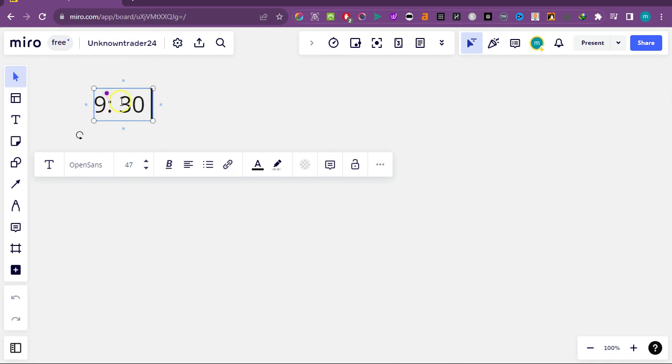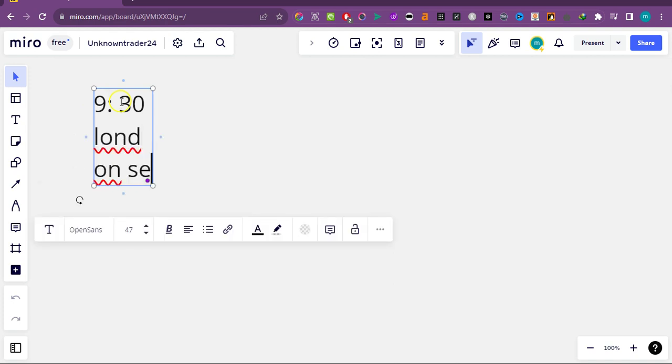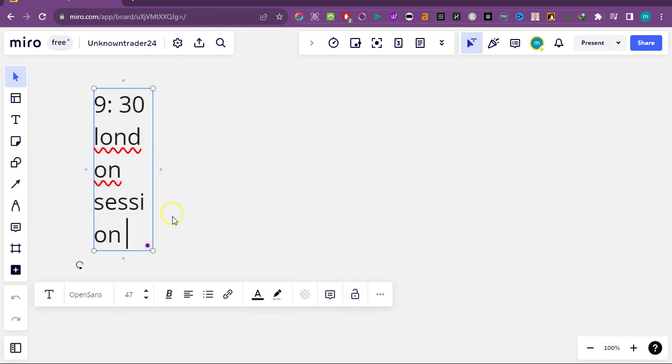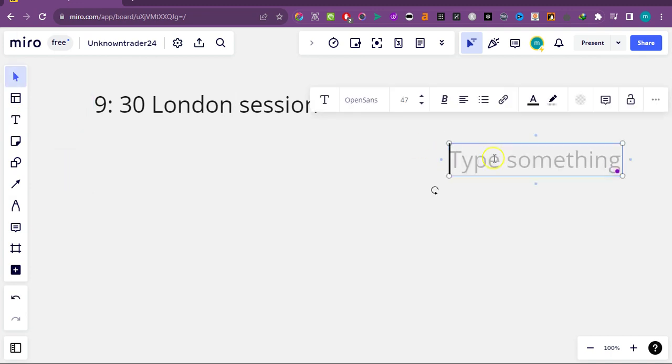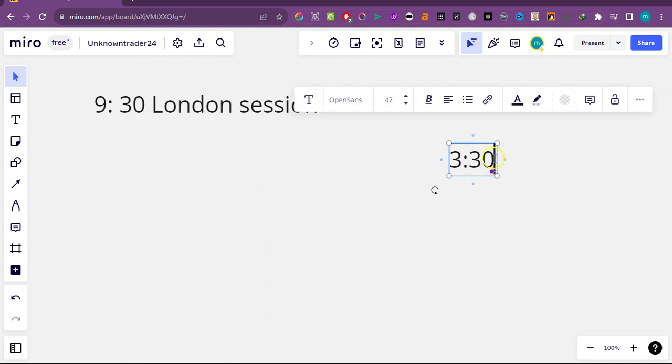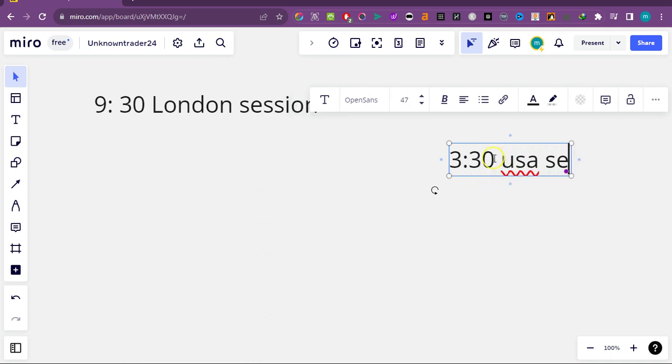Please pay close attention to this. I'm using South African time because that's where I'm located right now. So this is during the London session, and again I'm gonna talk about 3:30. This is gonna be the US session.